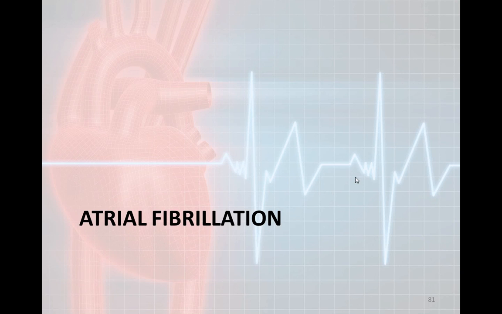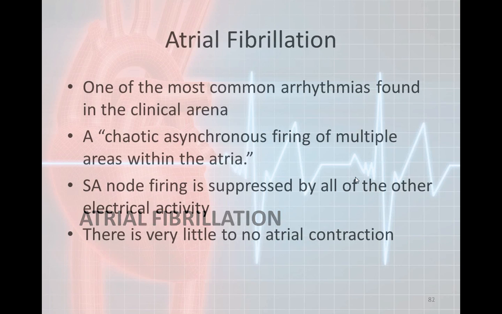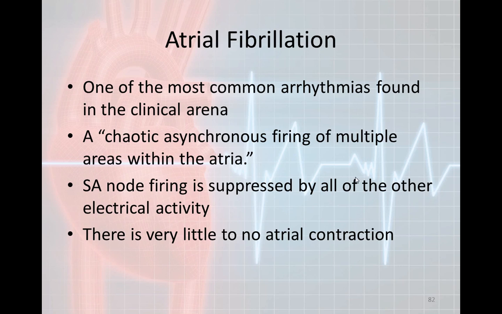Now let's start talking about some atrial fibrillation, the last rhythm we're going to discuss in the atrial rhythms. Atrial fibrillation is one of the most common arrhythmias that are found in the clinical arena. Very common, and most of the time with atrial fibrillation, there's no problem with it. A lot of people live long lives, long-ish lives, with chronic atrial fib, and I'll explain the difference between the types of atrial fibrillation. Basically, atrial fibrillation is a chaotic, asynchronous firing. And asynchronous, with this A in front of it, means out of sync firing of multiple areas within the atria.